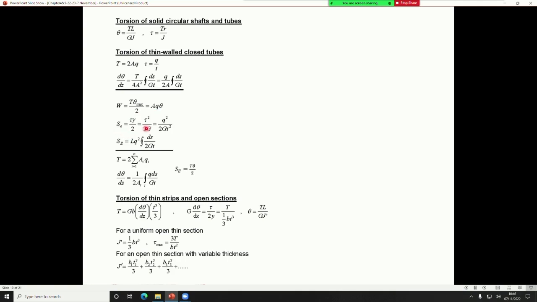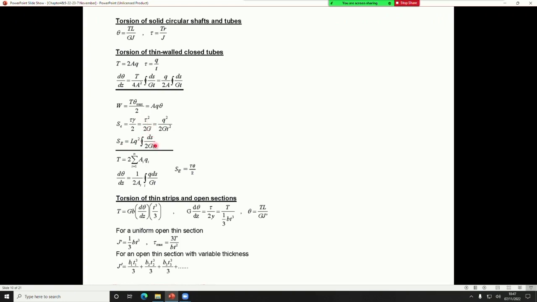So where does this come from? It comes from a stress-strain curve. And you can write it in terms of the shear flow as well. But if you want to find the overall energy stored, then you have to perform a volume integral over the volume.